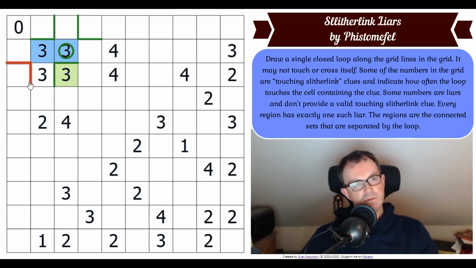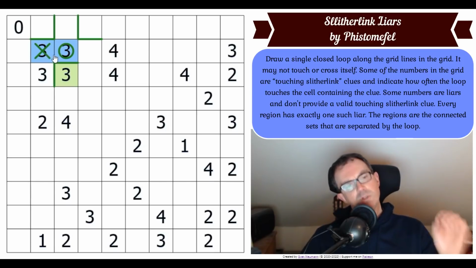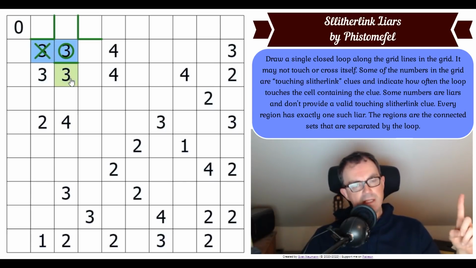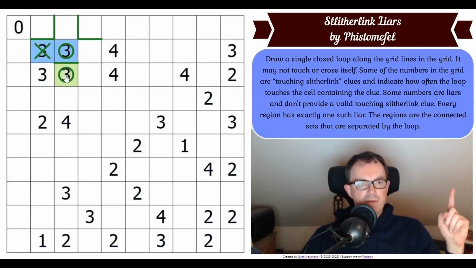Perfect. What if this 3 was incorrect? Now, I've got an incorrect 3. I need to say, have I got an incorrect blue 3? I've got an incorrect blue 3. I need an incorrect green 3. This green, if it was correct, would force that line segment and that line segment.